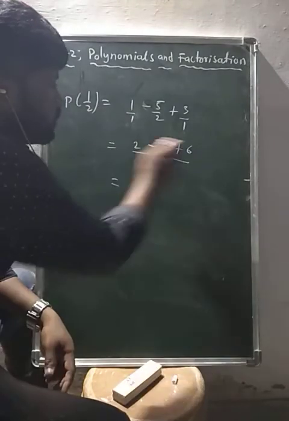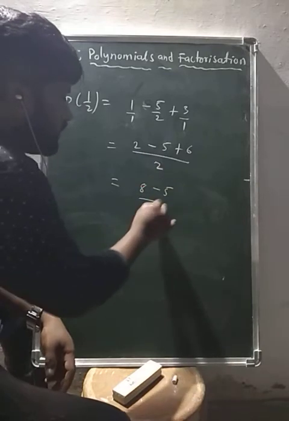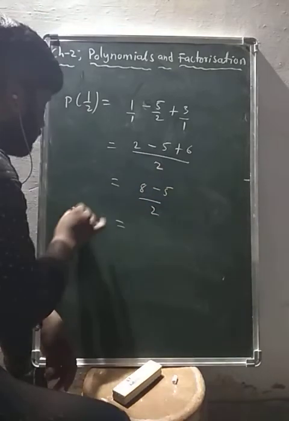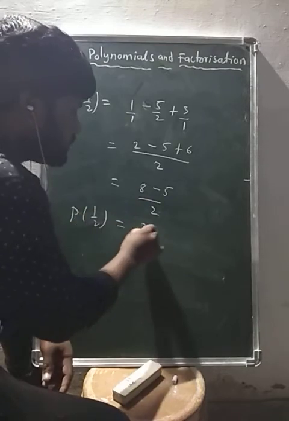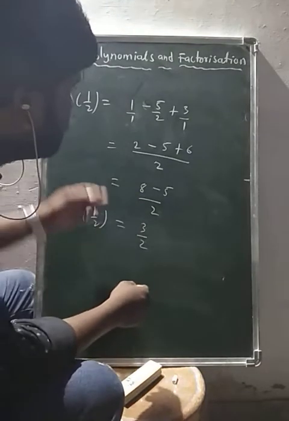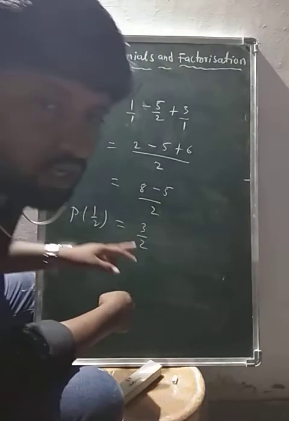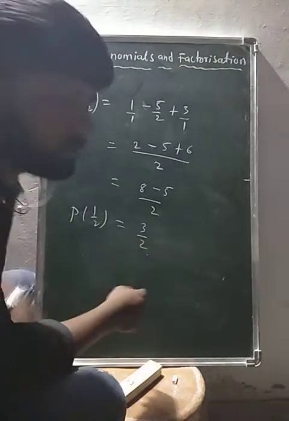So we get 2 plus 6, that is 8, minus 5 by 2. So p of 1 by 2 is equal to 8 minus 5, that is 3 by 2. So if we substitute 1 by 2 in the place of x, the value of the polynomial becomes 3 by 2.